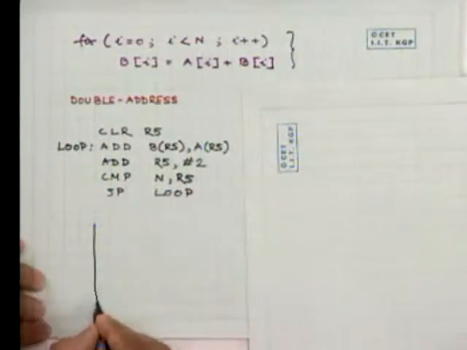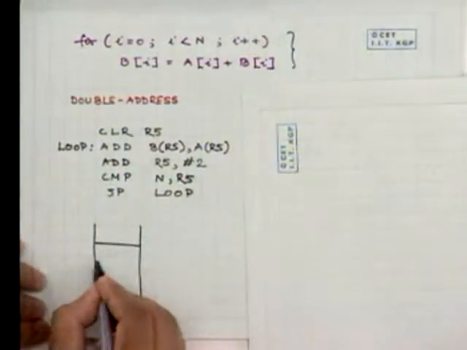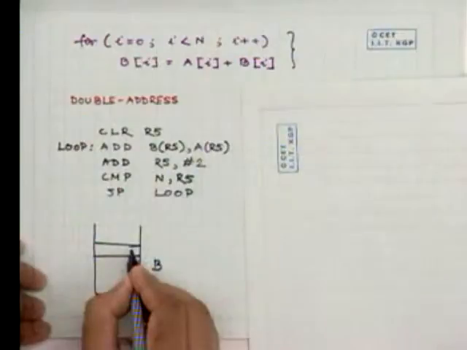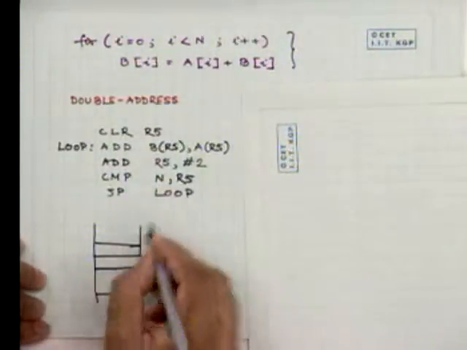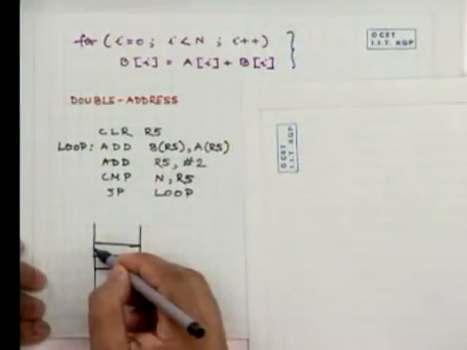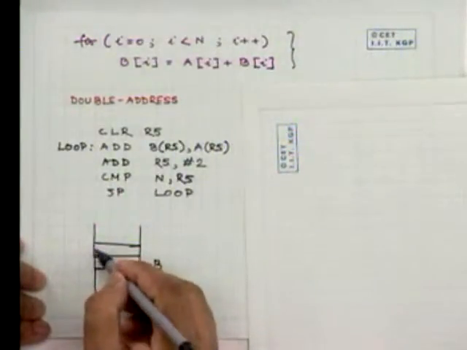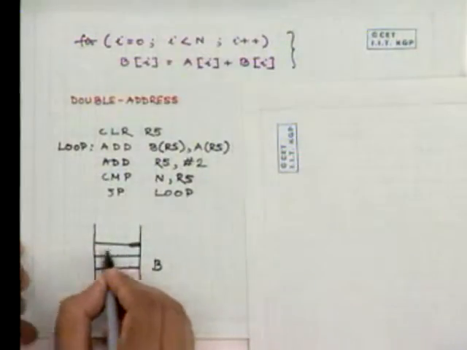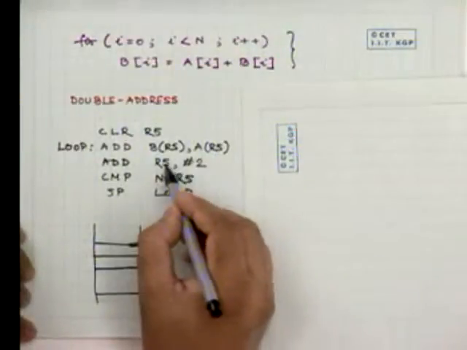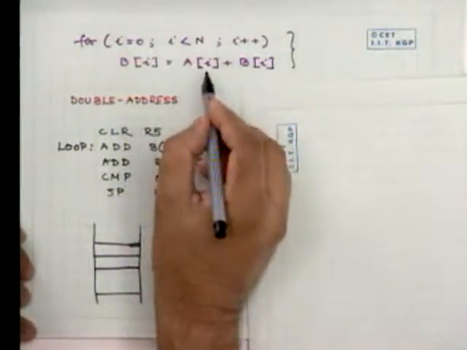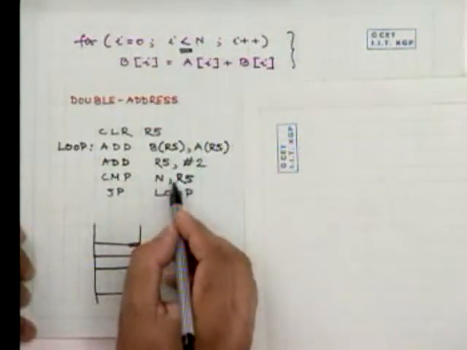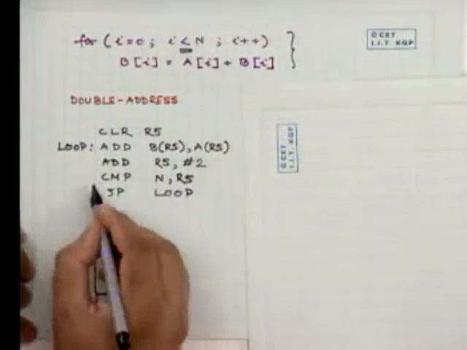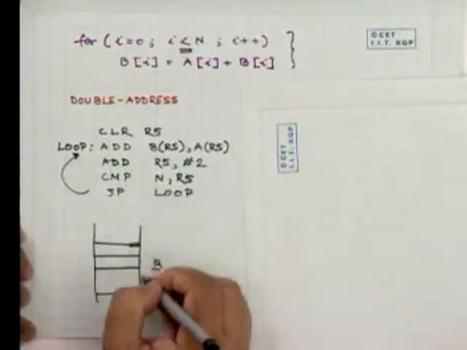Say, for example, this is B. This is the first location of B, then this is the second location of B. I am assuming that these locations, one after the other, are 2 bytes apart. That means one data is taking 2 bytes. Therefore, you see I am adding 2 to R5, then comparing whether I have crossed the limit or not, comparing n with R5. If we find that the result is positive, jump on positive, I am coming back to the loop to do this operation once more.